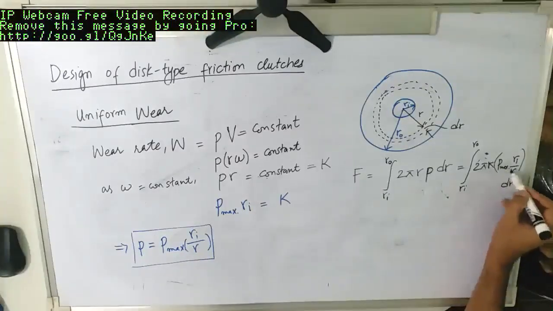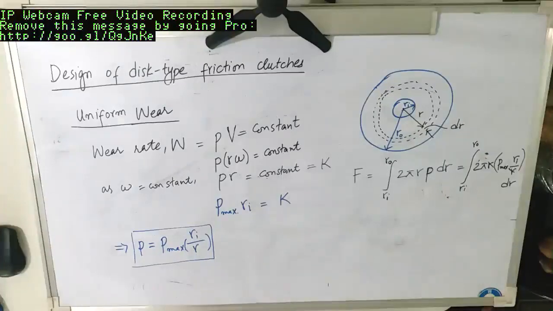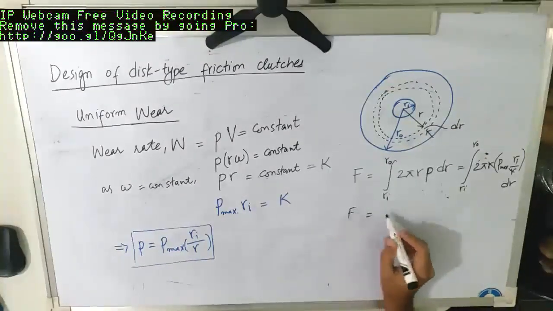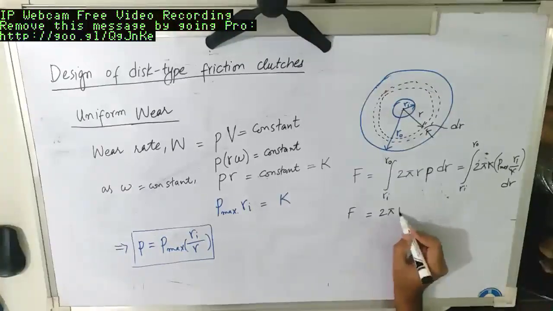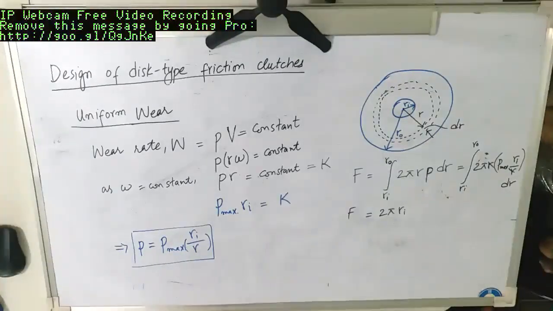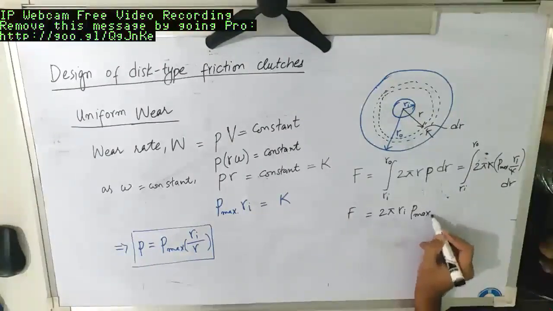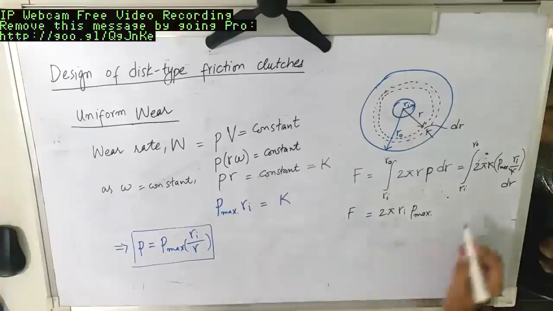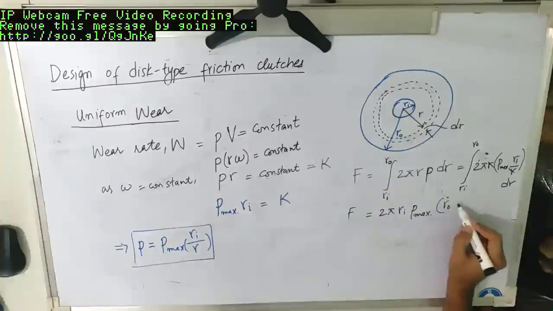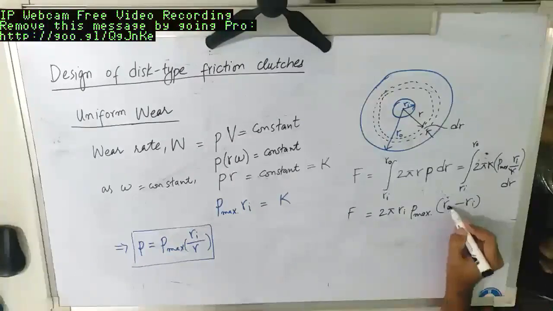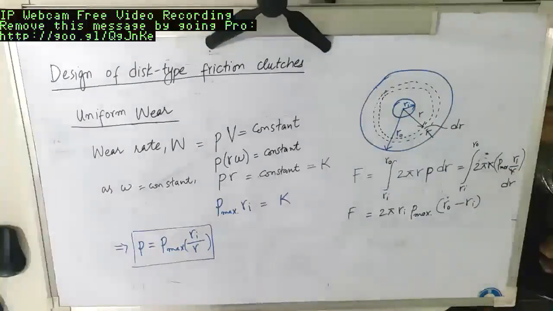So this R and R cancel out, and what we get as an expression of F is 2 pi Ri, which is the inner radius. Then we have this P maximum, and inside we have R naught minus Ri when we expand this integral. So we will get this R naught minus Ri.